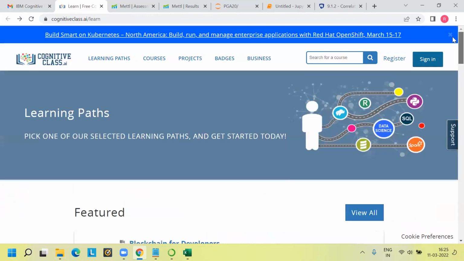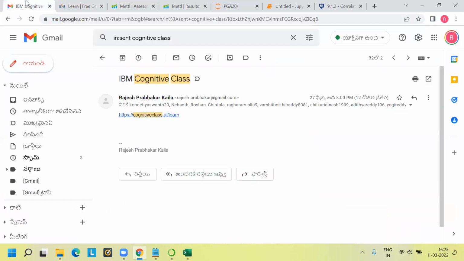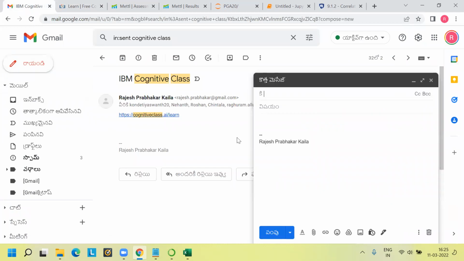Cognitive AI courses are all absolutely free of cost. The only thing is you have to spend time and complete these courses. They are very value-adding courses. This will further fine-tune your concepts and also how to apply them.